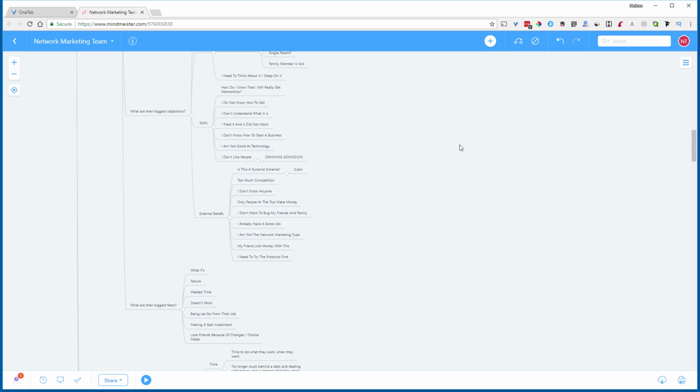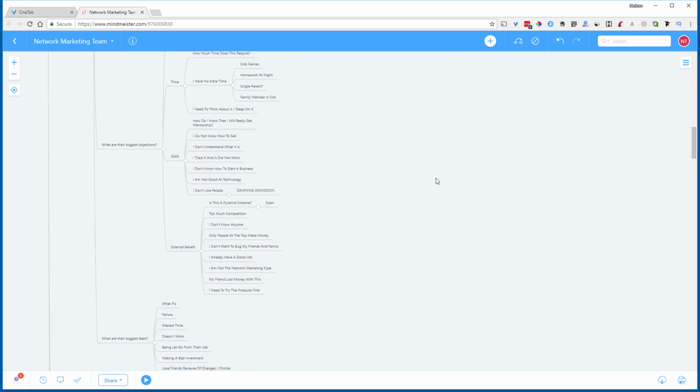Or what if I lose friends because of these changes? Or I burn bridges for some reason? Or some choice that I made just screws everything up. So these are some of the fears that could stop them from doing business with you or keep them up at night, or just put that barrier in front of them. So you make sure you get detailed on this level as well.